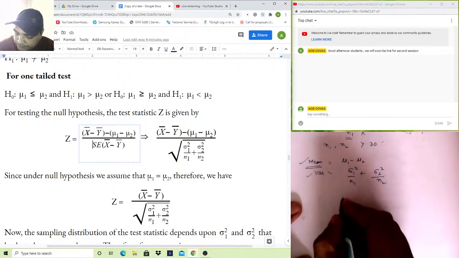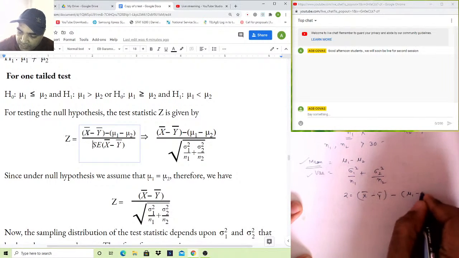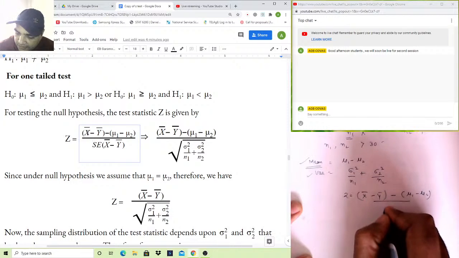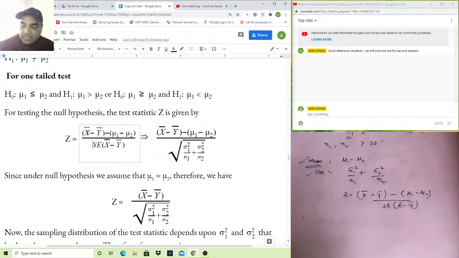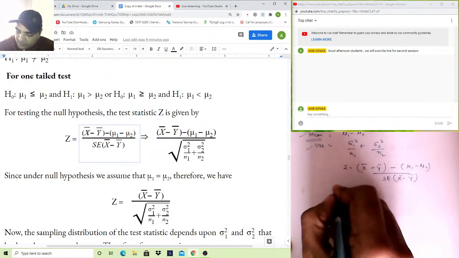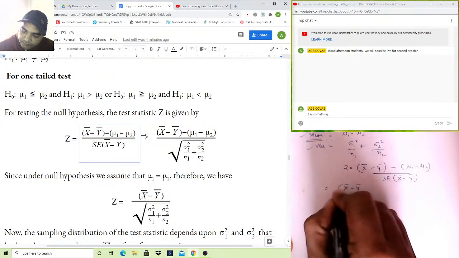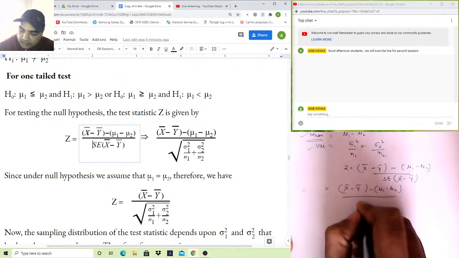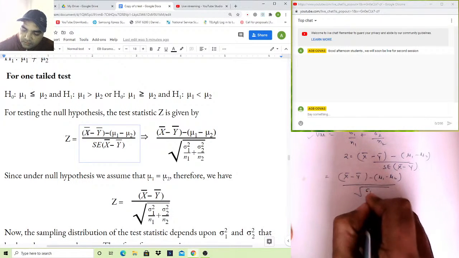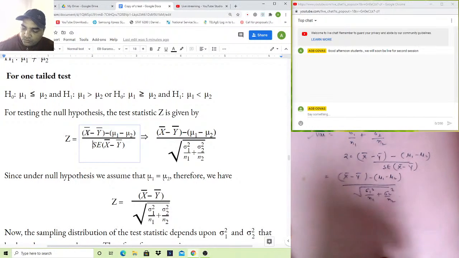So your Z will be equal to x bar minus y bar minus (mu1 minus mu2), divided by the standard error of x bar minus y bar, which will be equal to x bar minus y bar minus (mu1 minus mu2), divided by the square root of sigma 1 square upon n1 plus sigma 2 square upon n2.